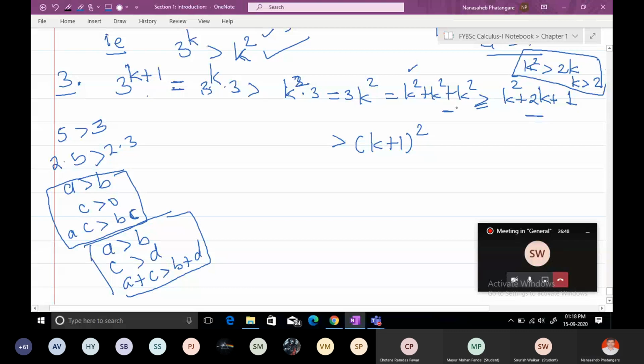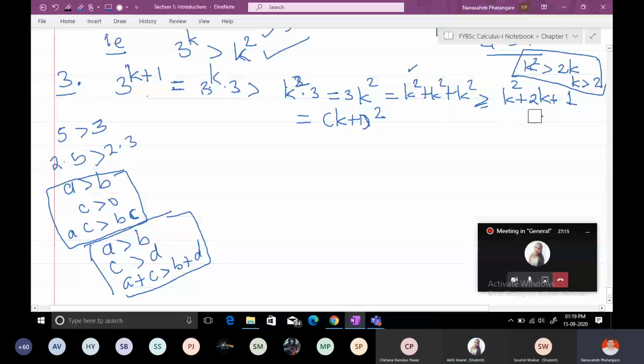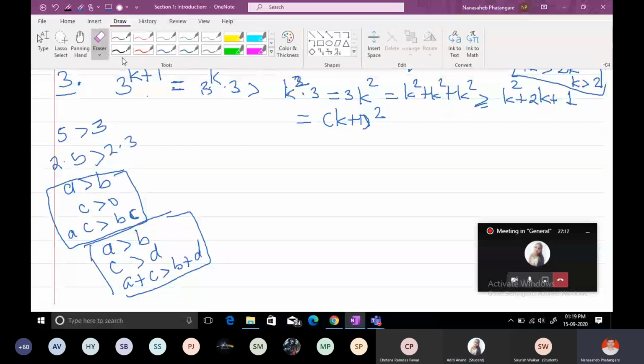But what is this? What is the rightmost expression? It is (k plus 1) whole square. Is it true? Yes, sir. Okay, and therefore now again recall the entire expression.